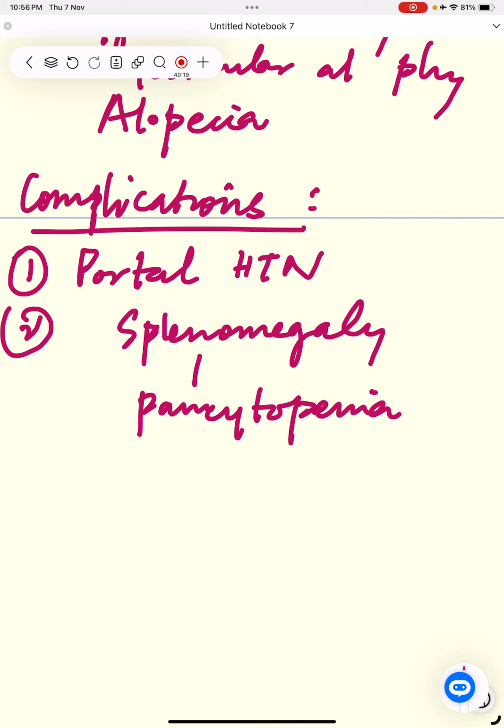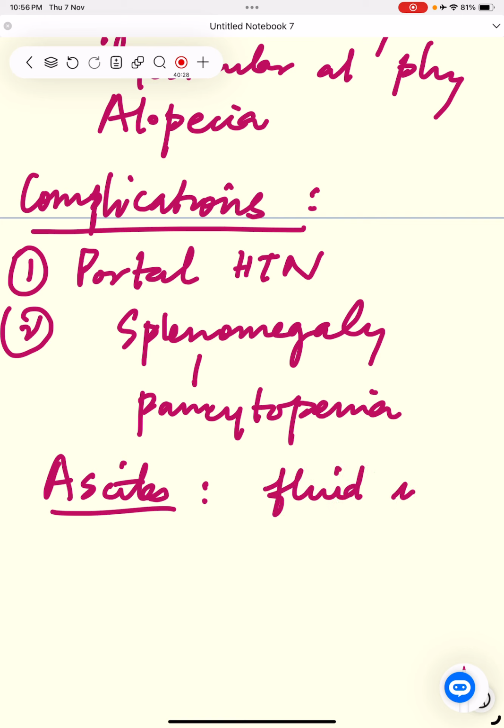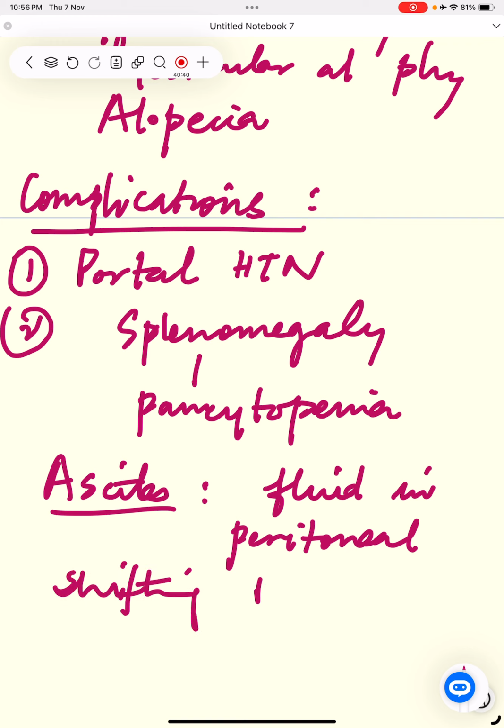And then when we see ascites, what do we understand? So this is a collection of fluid in the peritoneal cavity. Now if it is really massive, then we can definitely detect it by shifting dullness on examination. But if it is minimal, then you can definitely advise ultrasound abdomen.